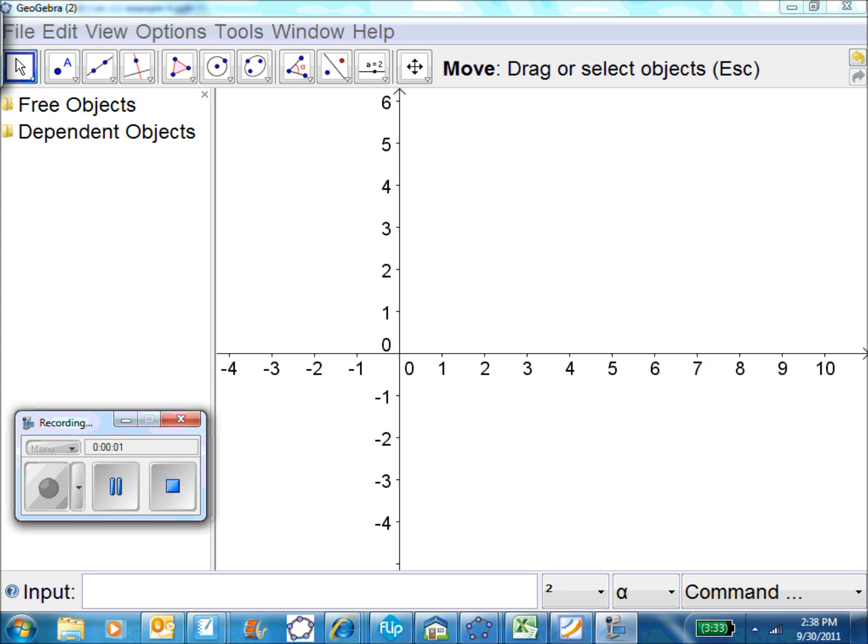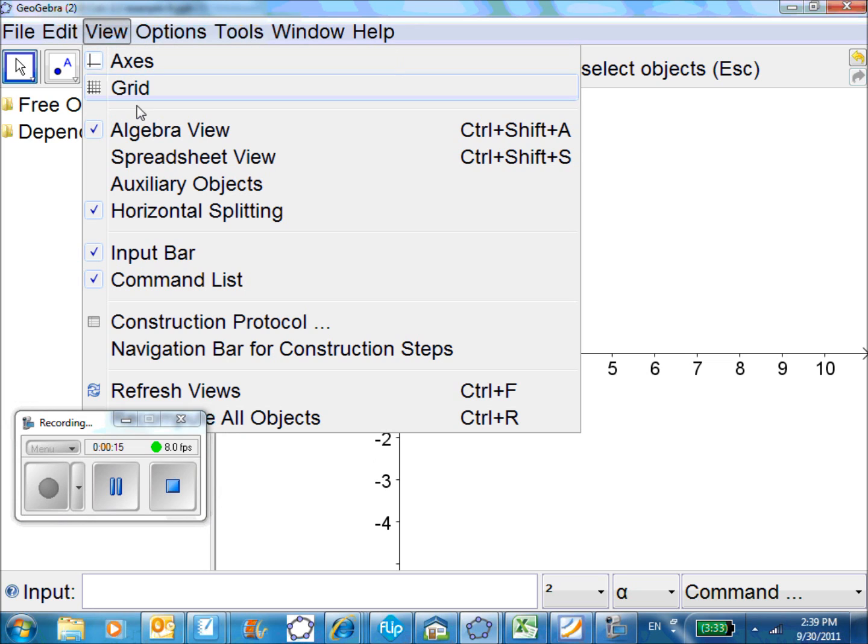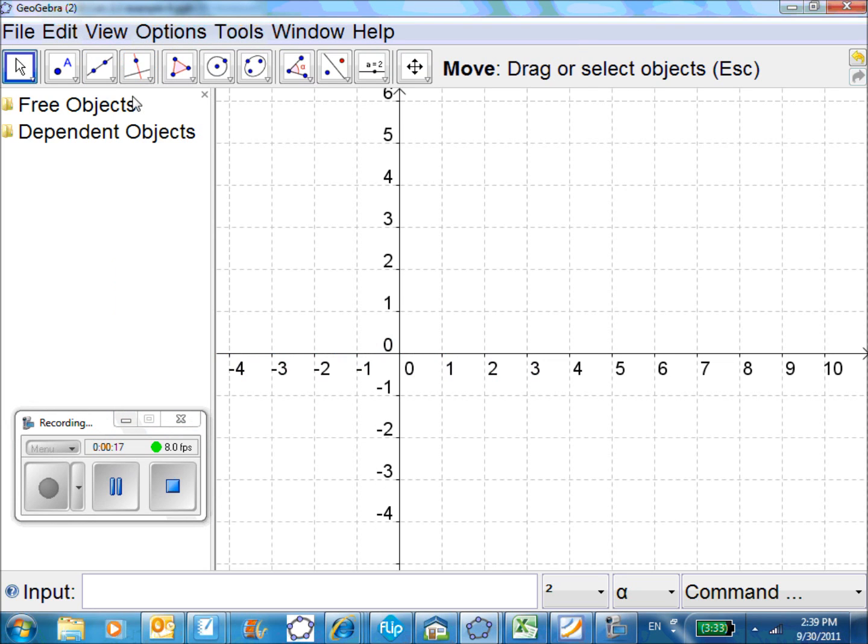GeoGebra session to learn how to do the flange point on your free GeoGebra that you have at home, right? Okay. Now, first thing you want to look for is getting the grid out there, because you're going to want to plot your points well. So that's under View. That's Grid right there.